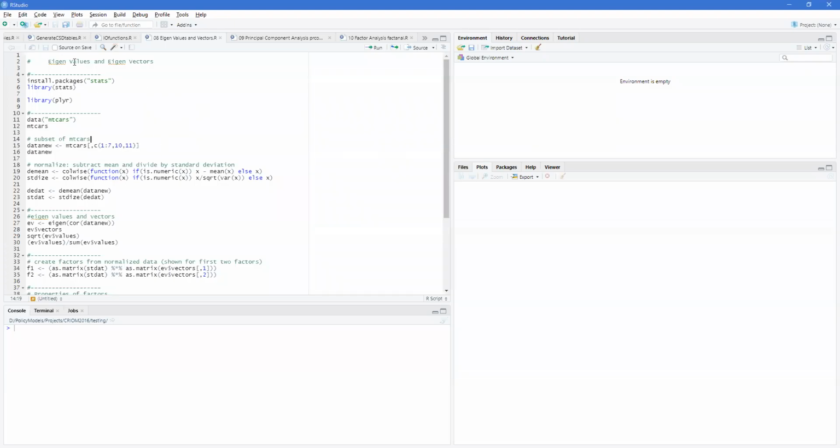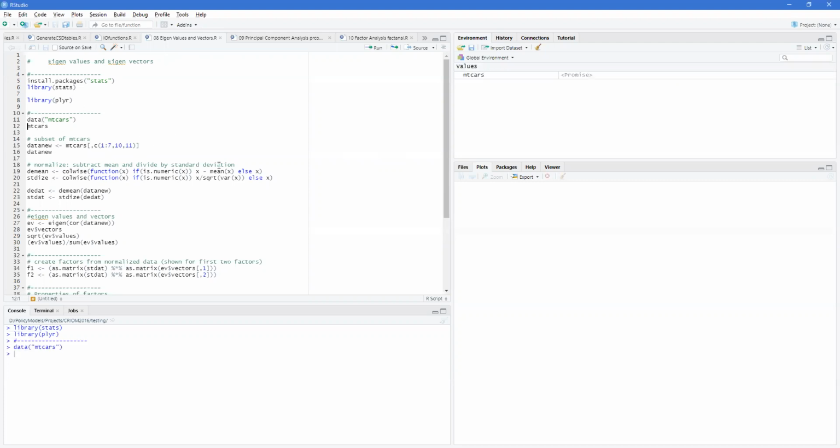In this video, we're going to be talking about eigenvalues and eigenvectors. So the first thing we're going to do is bring in the stats package, which is the one that has the eigen function in it, and plyr in order to just organize some data.